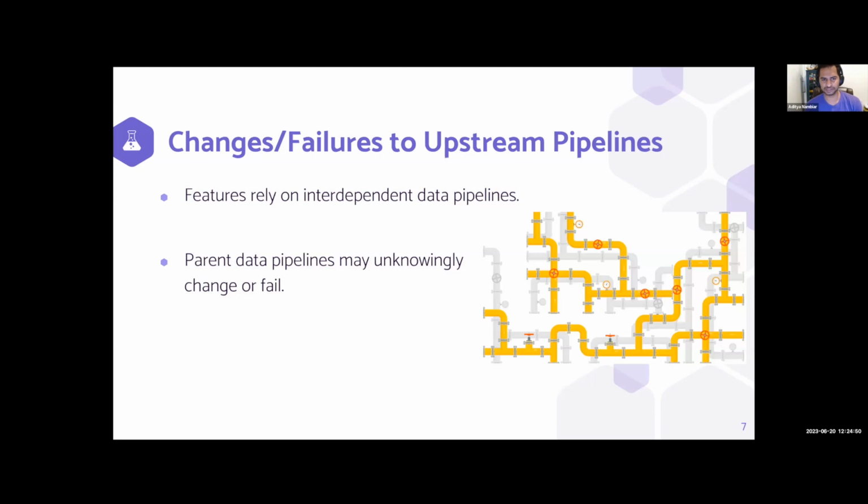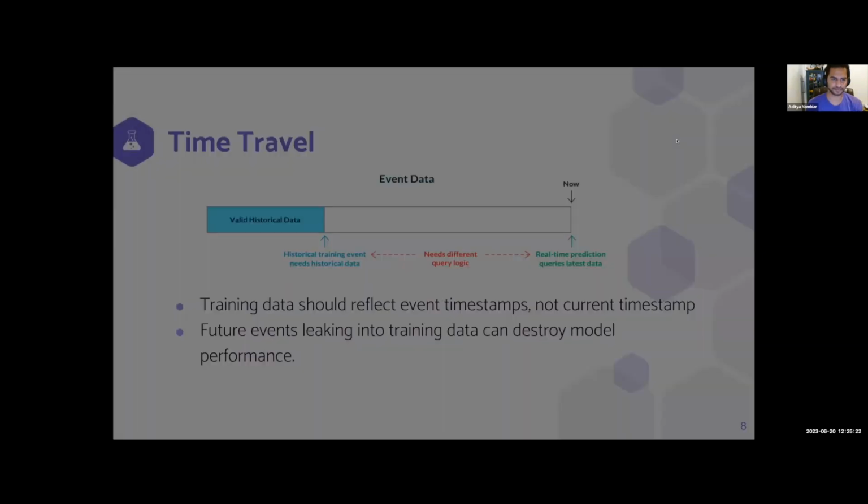So the first is changes or failures to upstream pipelines. This is sort of an obvious one where features rely on a web of data pipelines. And at the time of authoring, these might make sense. But let's say someday later, the owner of a data source upstream decides that for his use case, it's not seconds, but milliseconds that makes more sense. Suddenly, all the features downstream are 1000x, and things don't make sense. And it might just be too late to capture these failures. On the other hand, these pipelines might just fail, and you might be serving stale data.